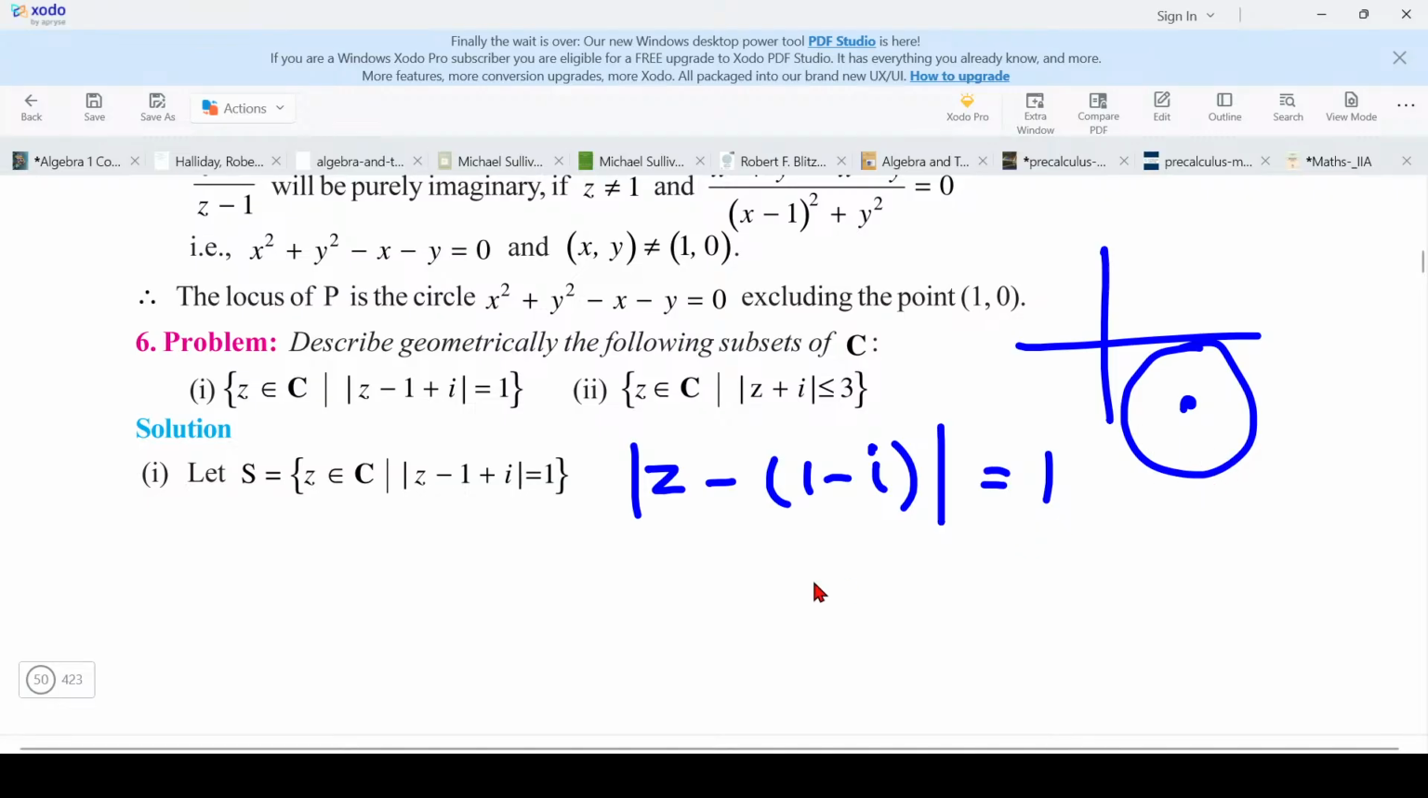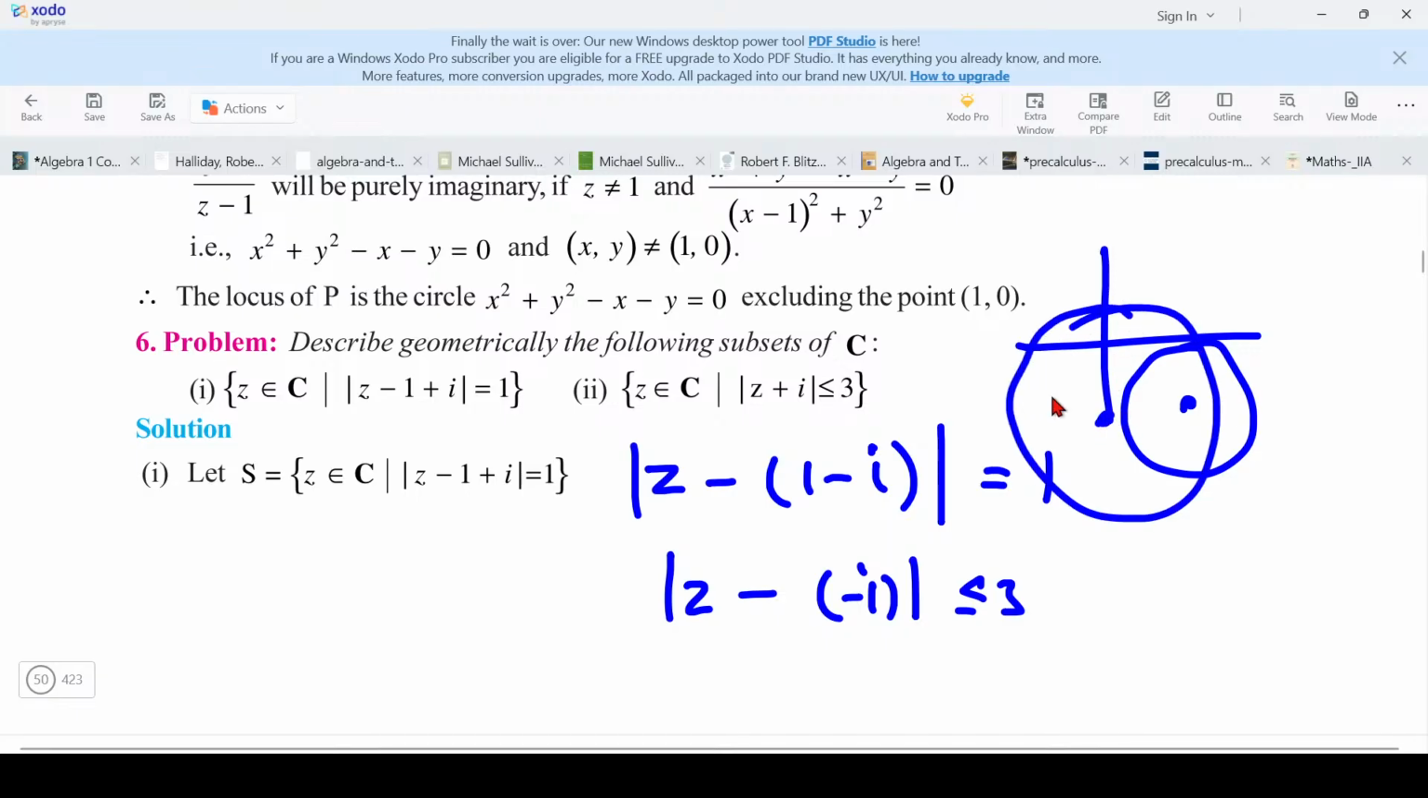Now, what does this mean? z minus i. The distance of z from minus i is less than or equal to 3. Okay? The distance of z from minus i. This is another circle like this. Sir, this second step, please explain once more.